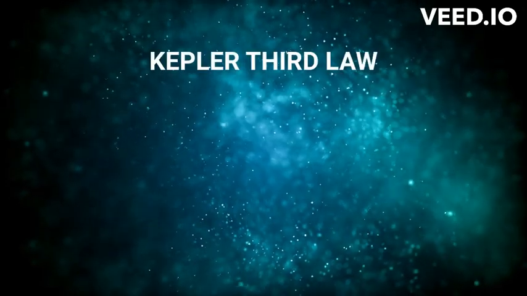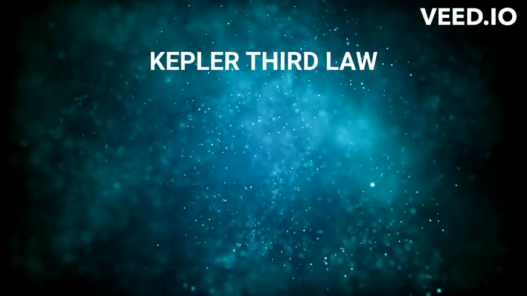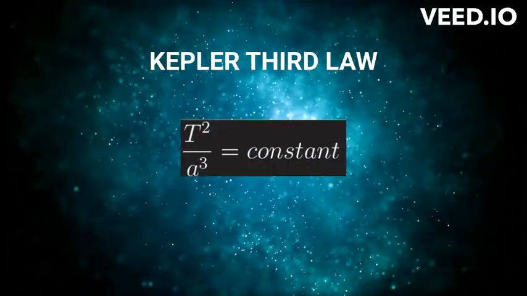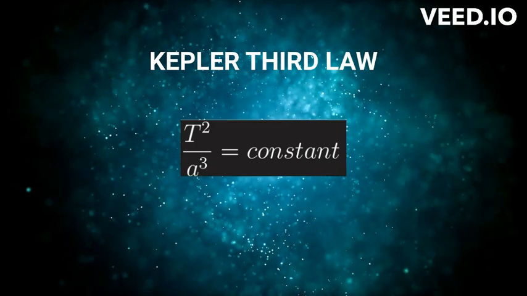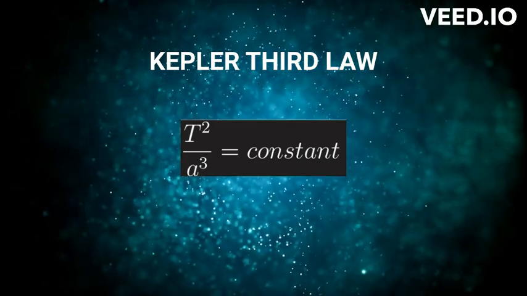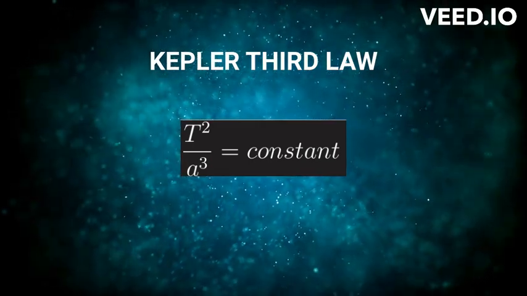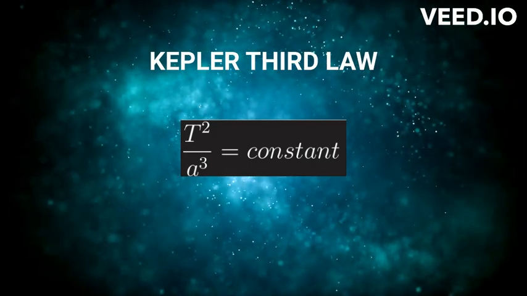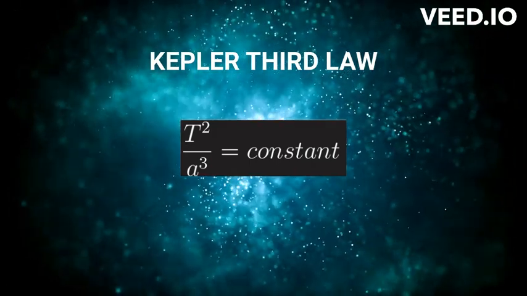Finally, Kepler's third law, the Harmonic Law, tells us that the square of the orbital period of a planet is directly proportional to the cube of the semi-major axis of its orbit. In simpler terms, the farther a planet is from the Sun, the longer it takes to complete an orbit.